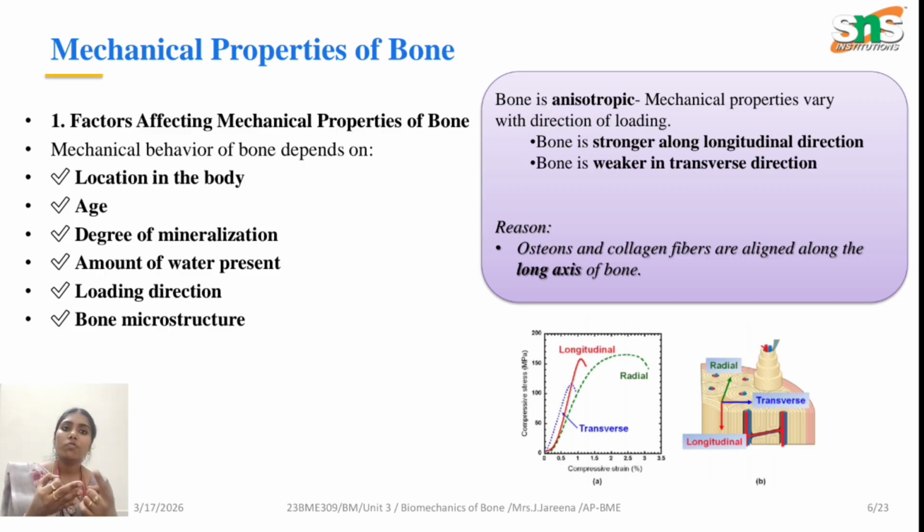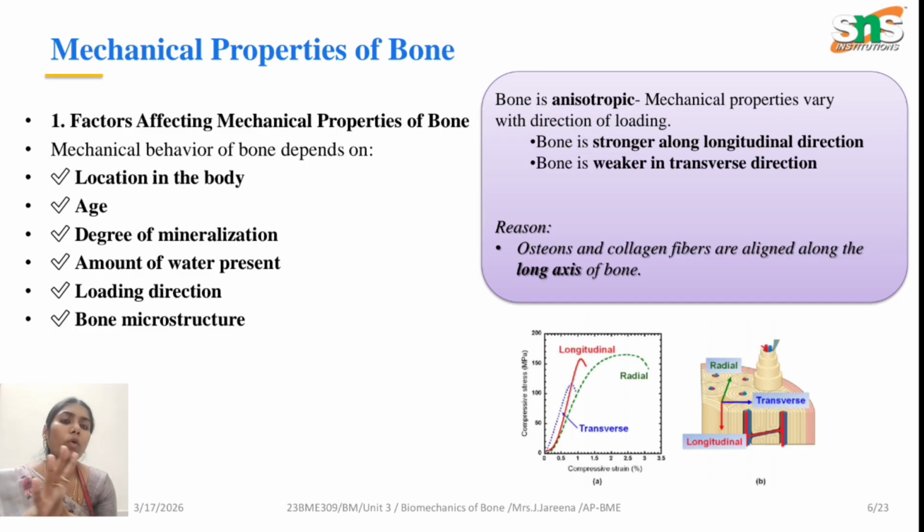The third one is the degree of mineralization, that is the material composition of the part, the density of the bones, which also varies from person to person. Then the amount of water present, and the loading direction, that is, in what way we are giving load. That is a stress, so the loading direction is also very important. And finally, the bone microstructure, that is the osteon arrangement. It plays a very important role, because the osteon arrangement is important in offering the strength that you can see in compact bone. So the arrangement is very important in terms of mechanical properties.